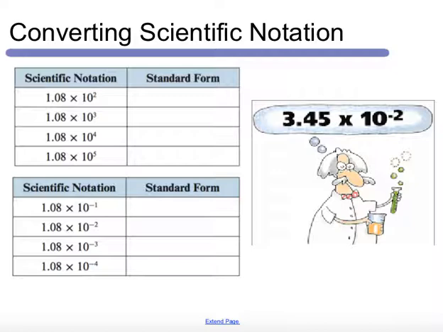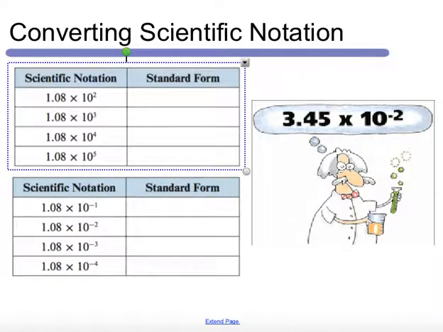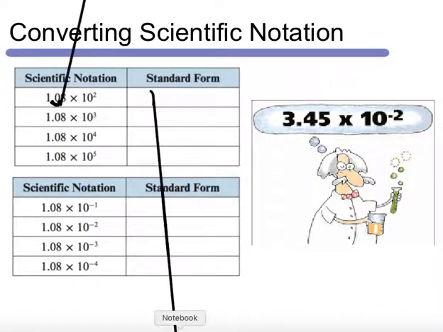So if I do 1.08 times 10 to the second, I'm going to move this decimal place twice to the right. Because we have a positive exponent, I'm moving to the right. So I move it, and I should get 108. Move it twice, and we get 108.